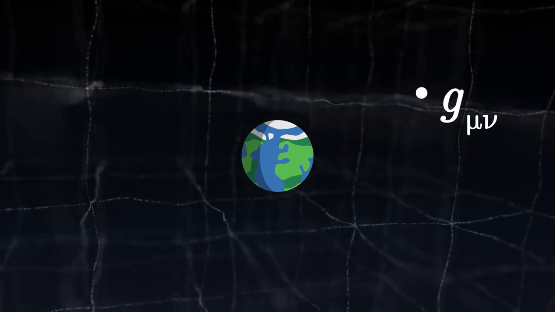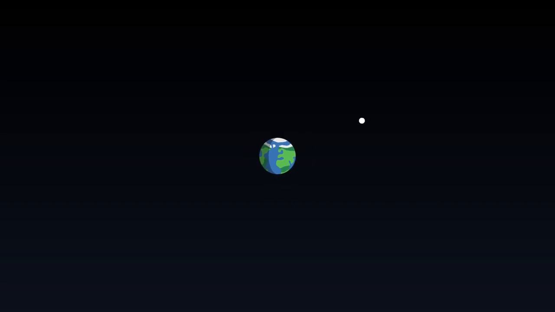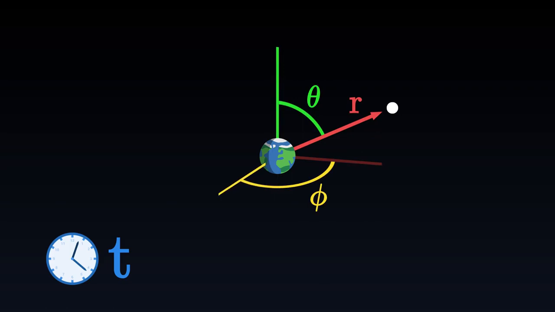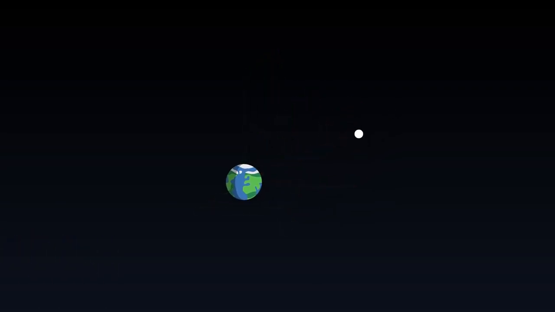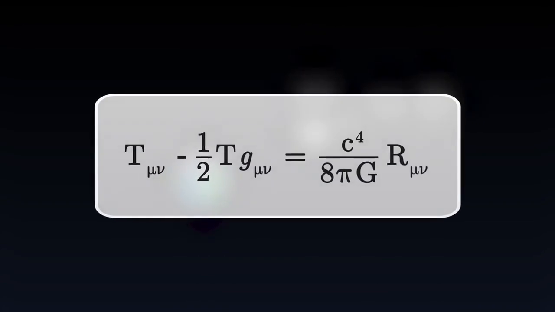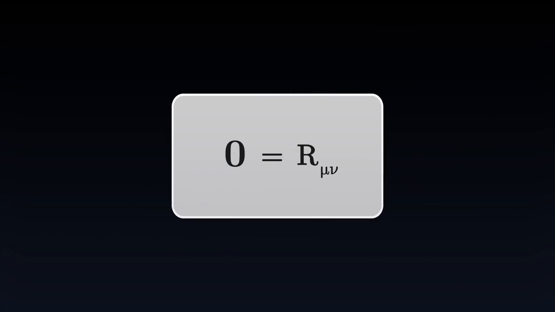First, let's choose a coordinate system. We decide to observe the point from a very far distance, and we measure time on our clock, t, the distance between the point and the center of the body, r, and two angles, theta and phi. Our point sits in a vacuum. Therefore, the energy-momentum tensor is 0. Using the second version of Einstein's equation, we deduce that the Ricci tensor at this point must also be 0.